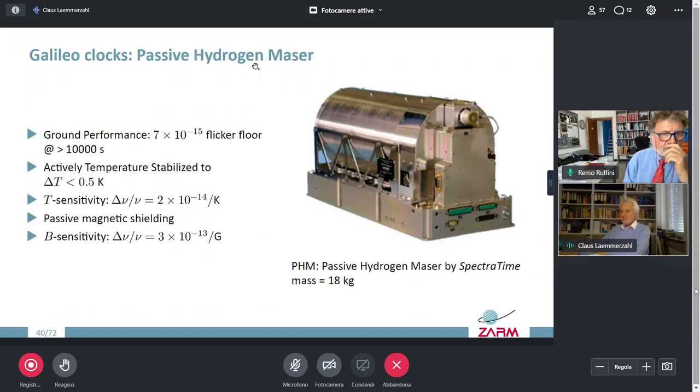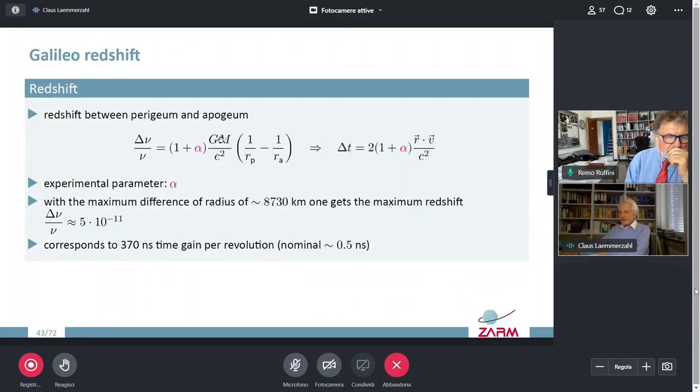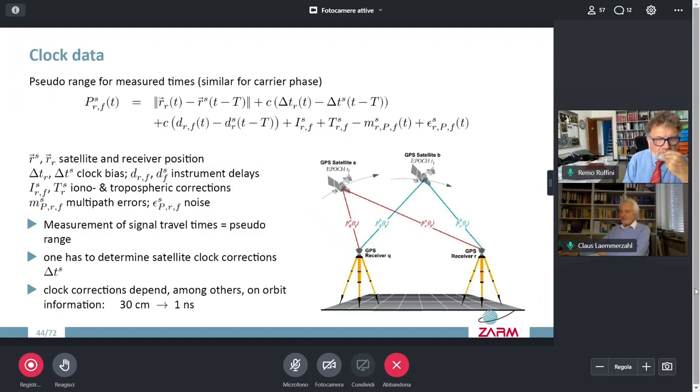The clocks are passive hydrogen masers with of the order 10 to minus 14 precision, and rubidium atomic clocks, again with 10 to minus 14 precision. One can now calculate from the orbit what the time difference is, and this is given here in terms of the Keplerian orbital elements. This means that per orbit we have a time gain of the order of 370 nanoseconds, and in order to really measure the frequency change, the redshift, we need pseudorange measurements.